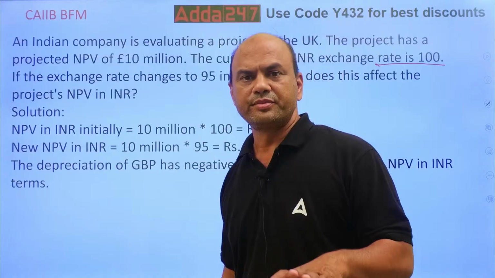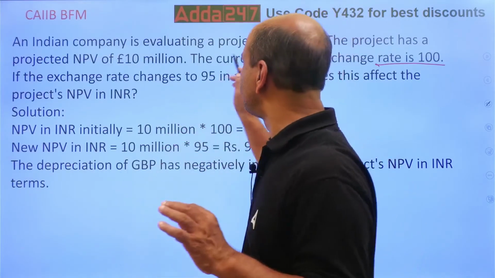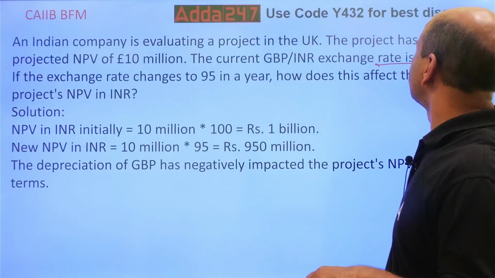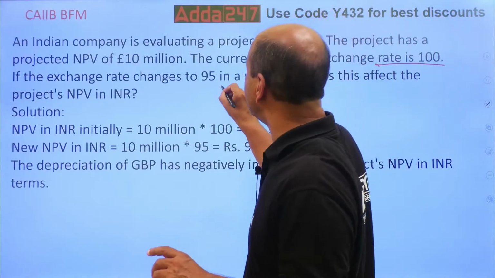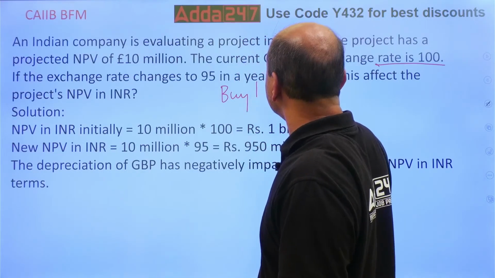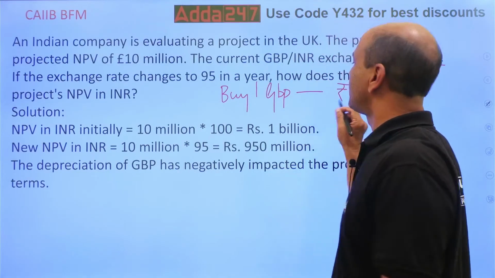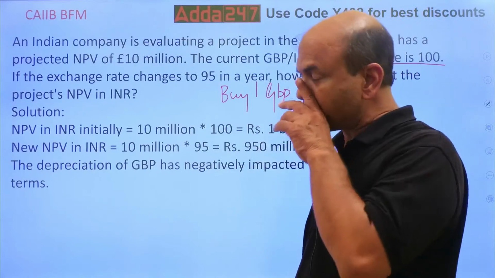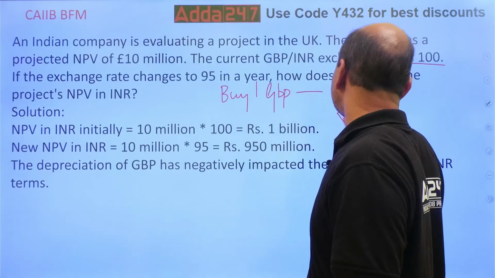Now many of you will get confused, so imagine the simple logic. Forget this GBP. Suppose, what do you mean by this rate is 100? It means to buy 1 GBP, I require 100 rupees. Now tomorrow this rate comes down to 95. To buy 1 GBP, I then require 95 rupees.